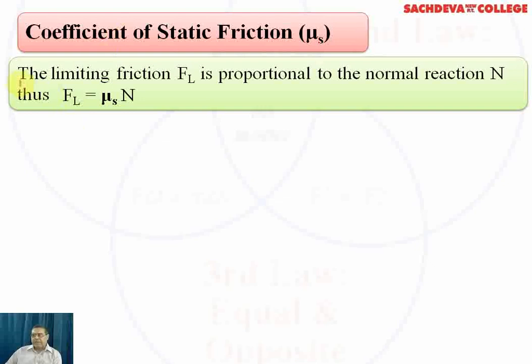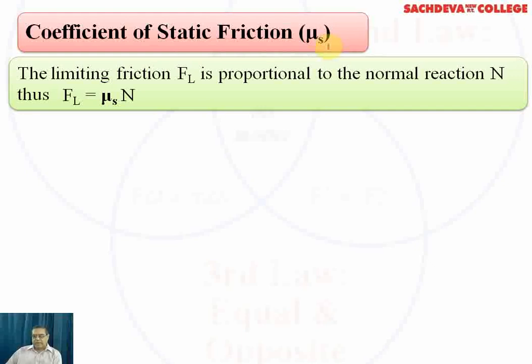Moreover, you can understand that the coefficient of static friction, or simply friction, that is mu, has no units because it is the ratio of force of friction to the normal reaction. Normal reaction is also a force and force of friction is also a force. So in the numerator and denominator, the units will cancel off and mu will become a dimensionless constant.